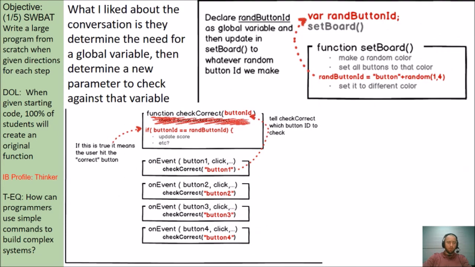And one thing I want to tell you I liked about Alexis's and Michael's conversation is they determined the need for a global variable, and then they determined a new parameter to check against that variable. So right here we have a randomButtonID. It's a global variable because more than one function will need it. And inside this setBoard function, it's going to use that variable to pick the button we're going to change the color to. And a nice thing to remember is putting all your event handlers at the bottom of your code is good practice because you know exactly where it is if you need to change any of these event handlers.